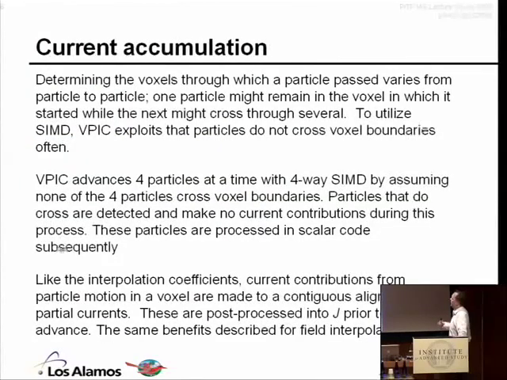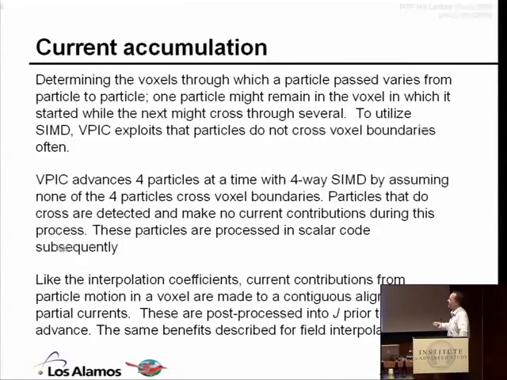Likewise, for our current accumulation, determining the voxels through which a particle passes varies from particle to particle. One particle might remain in the voxel it started. The next one might cross through several. This makes life very difficult if you want to start vectorizing your code. In order to vectorize this in VPIC, we exploit the fact that VPIC is a relativistic code and particles can't move that far per time step.